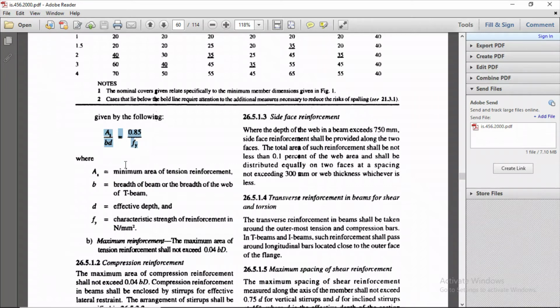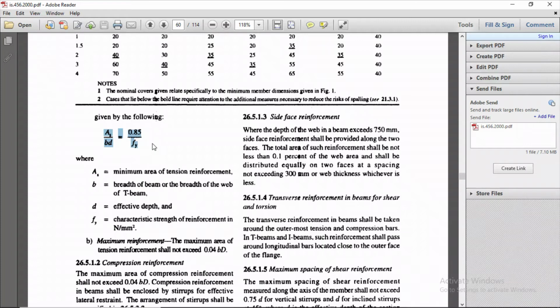So As will be equal to 0.85 divided by 415 multiplied by 230 into d, right? So b is 230, d is 400. So if we use that formula, you can find out the minimum pt that is required. The value is coming out to be 0.204 using this formula, right?